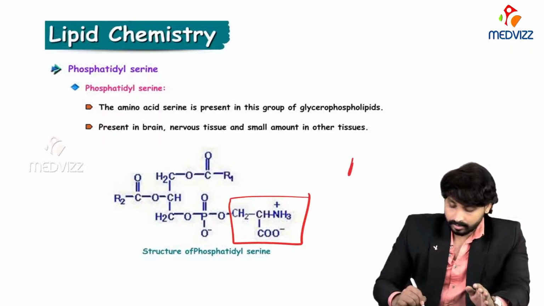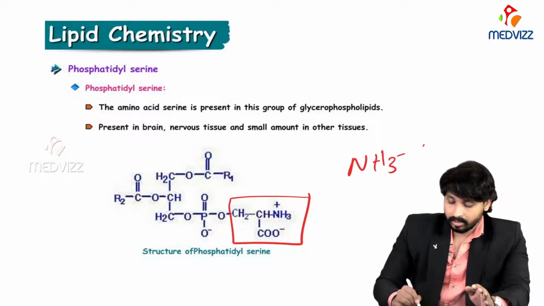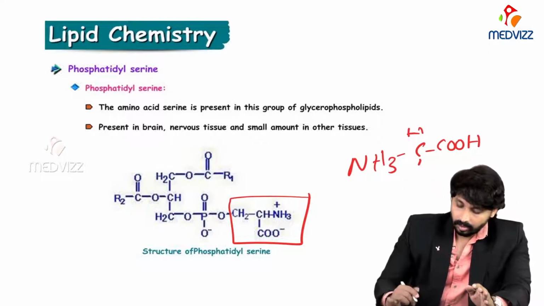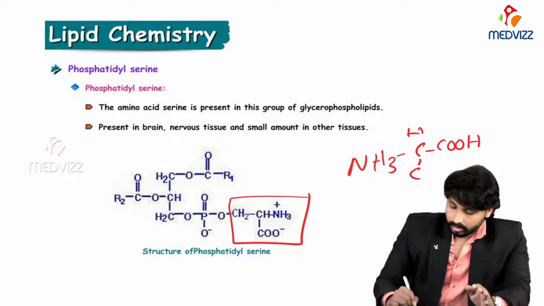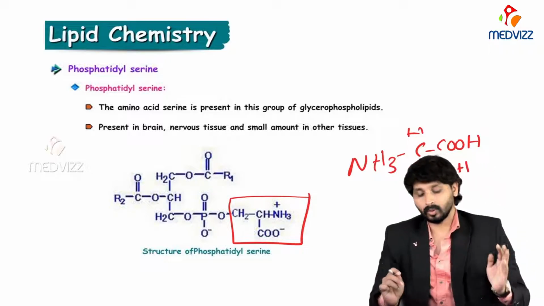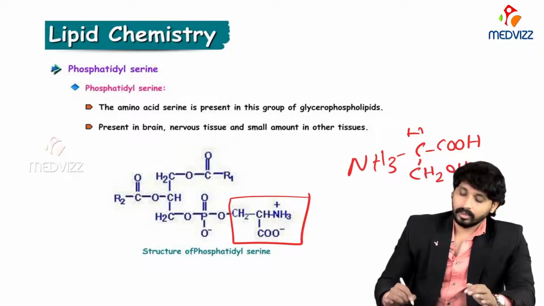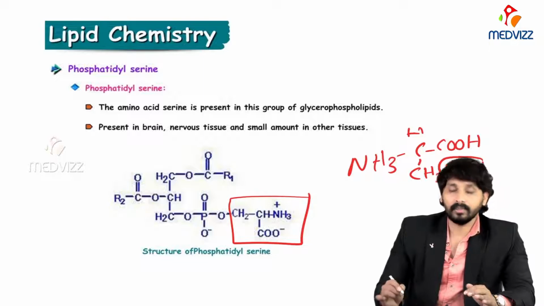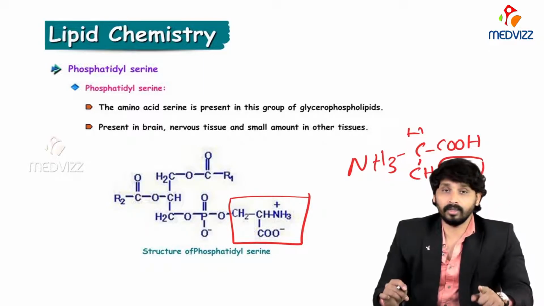So like this, NH3, CH, COOH and R. So serine, that is CH2OH. So this is phosphatidylserine. This CH2OH is involved in phosphodiester linkage with the phosphate group in the phosphatidylserine.